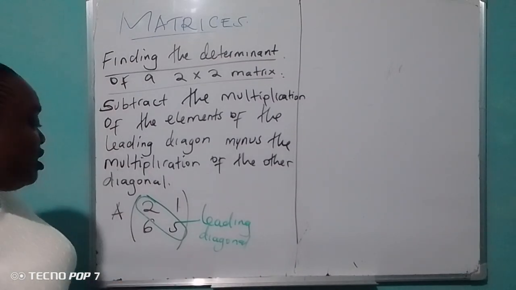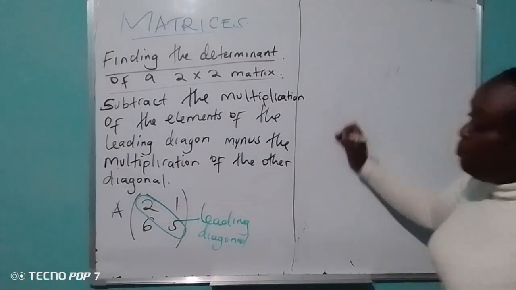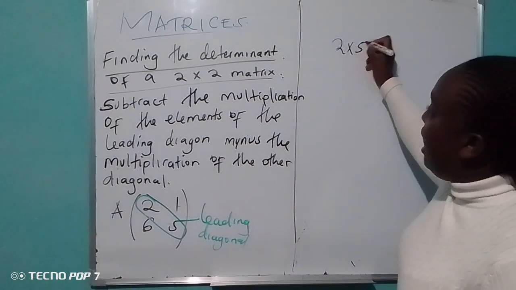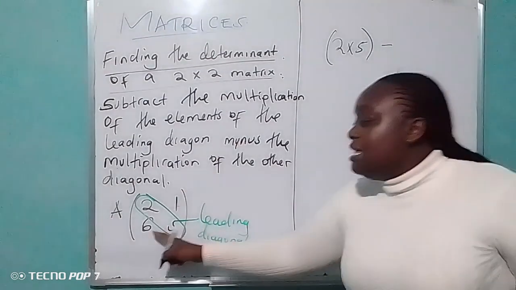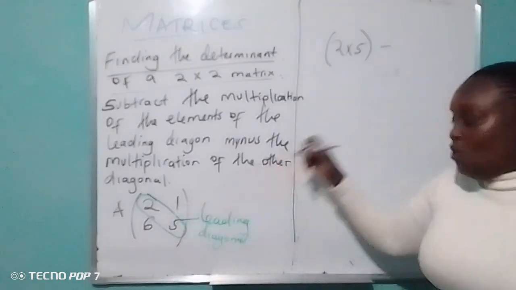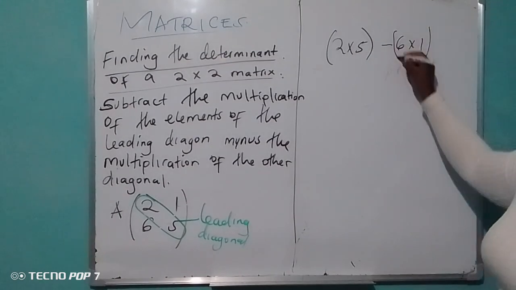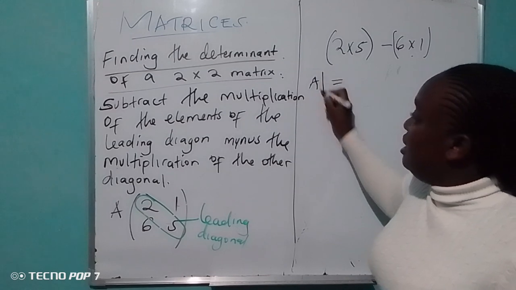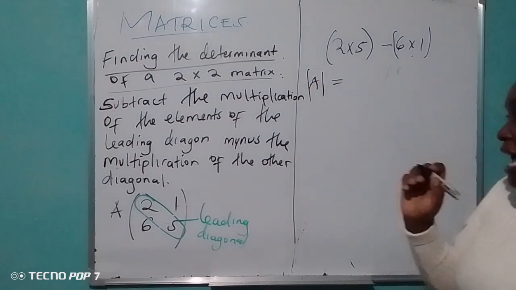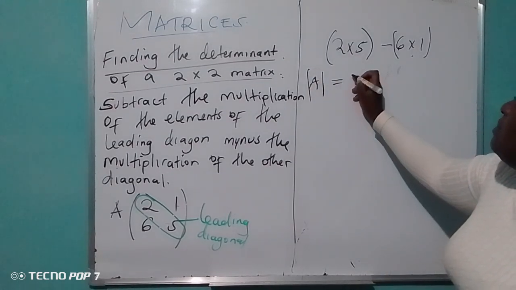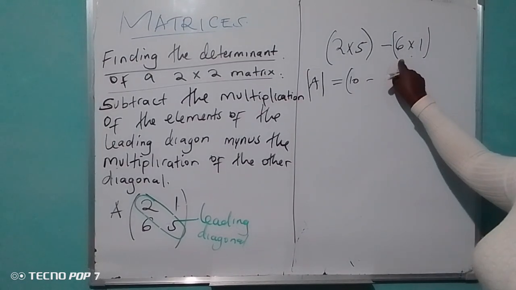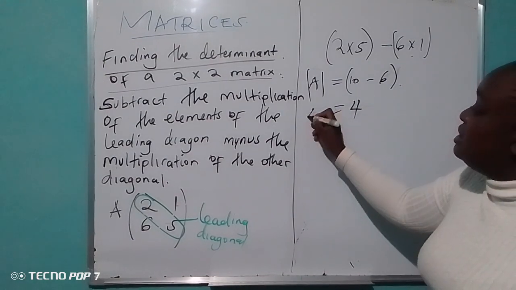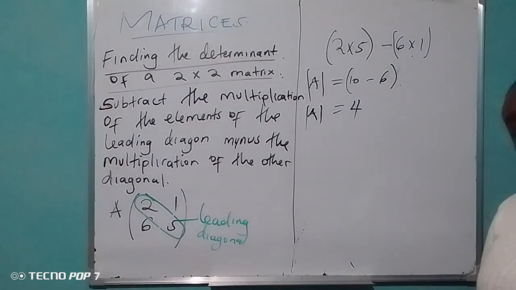So when you multiply the elements of the leading diagonal, in that case it will be 2 times 5, minus the multiplication of the other diagonal, which is 6 times 1. What you find is the determinant. It is written with straight lines. So 2 times 5 is 10, minus 6 times 1 is 6. So our determinant is 4. Okay?